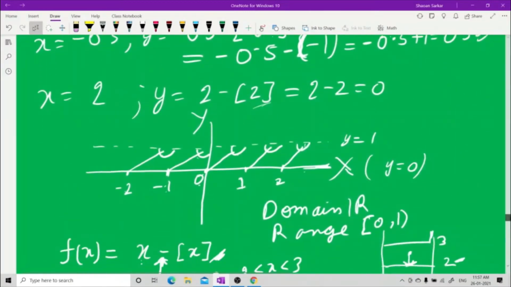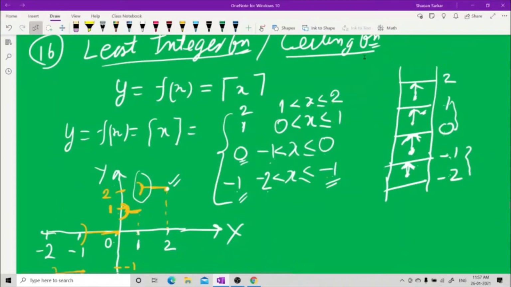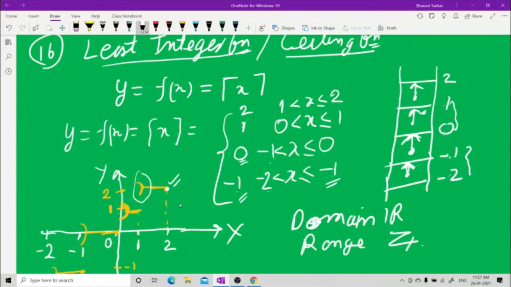This one also, I don't think I gave you. Here, in the ceiling function, the domain is everywhere. The domain is complete R. But what is its range? Just the integers. The domain in this case is R, the real numbers, and the range is integers.